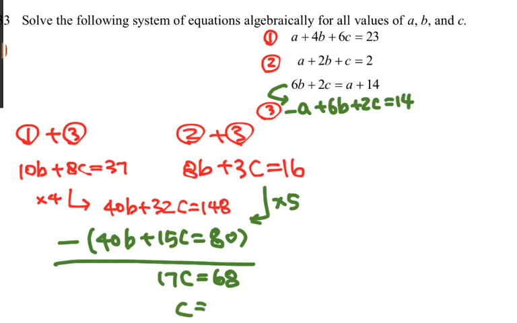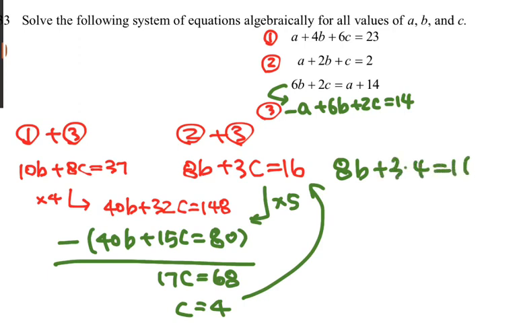Now, c must be equal to 4. Since I know the value of c, I need to go to the previous equation to find the value of b. Let us say I use 8b plus 3c equals 16. So 8b plus 3 times 4, which is 12, is equal to 16. Then b must be equal to 1/2.